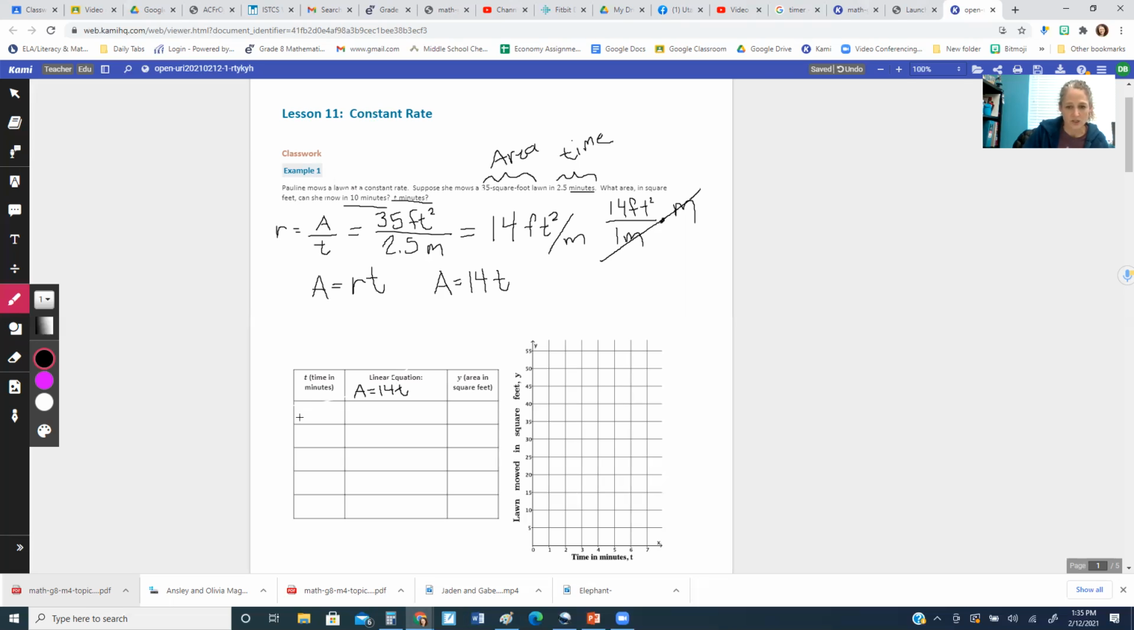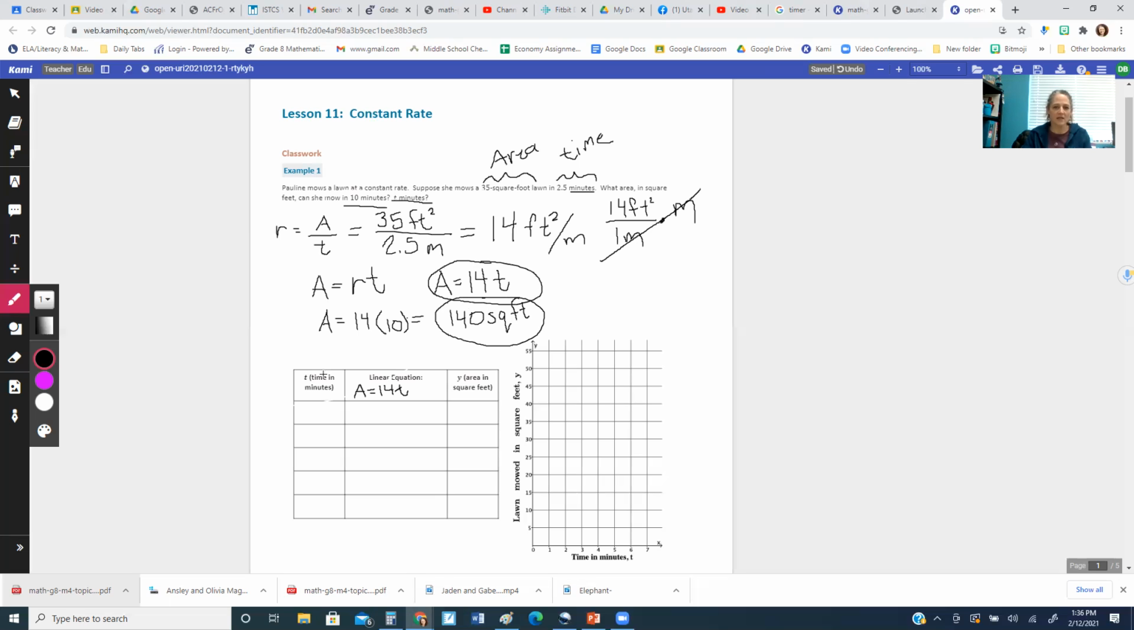So how much does she mow after 10 minutes? I'm just going to substitute in 10 for T. So the area is going to equal 14 times 10 minutes. So 14 square feet per minute times 10 minutes equals 140 square feet. So if your front lawn is 140 square feet, which is really quite small, you could do square feet or foot squared, doesn't matter which, but she can mow it in 10 minutes. So I'm going to circle my answer there and there.